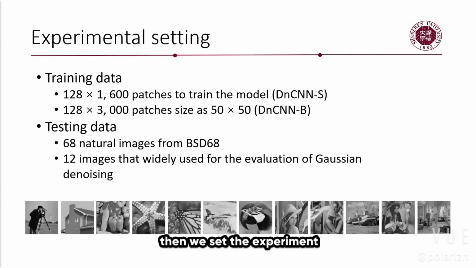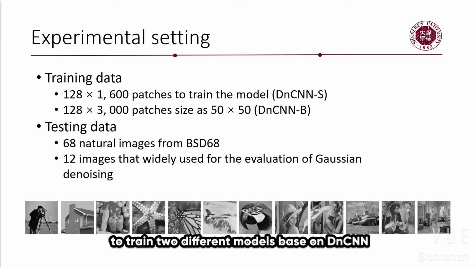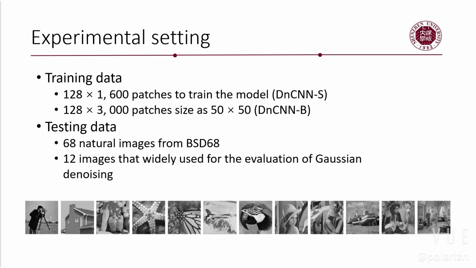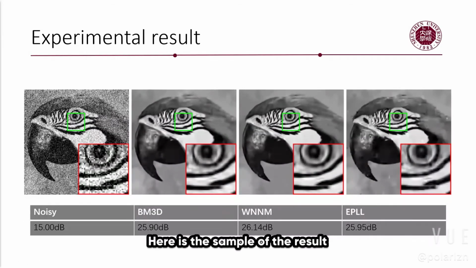Then, we set up an experiment to test our model. We crop plenty of patches to train 2 different models based on DnCNN, and then test them using 68 images from BSD68 and 12 images shown below, which are widely used. Here is a sample of the result. We compare models with data from 2 aspects, denoising quality and runtime.